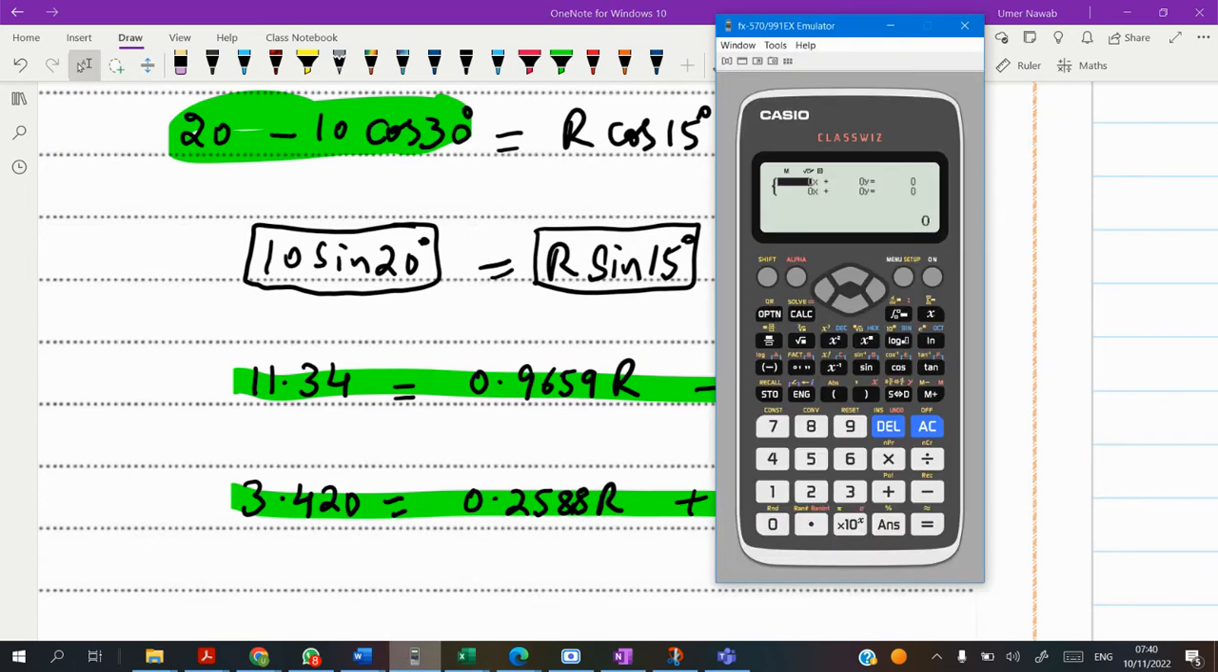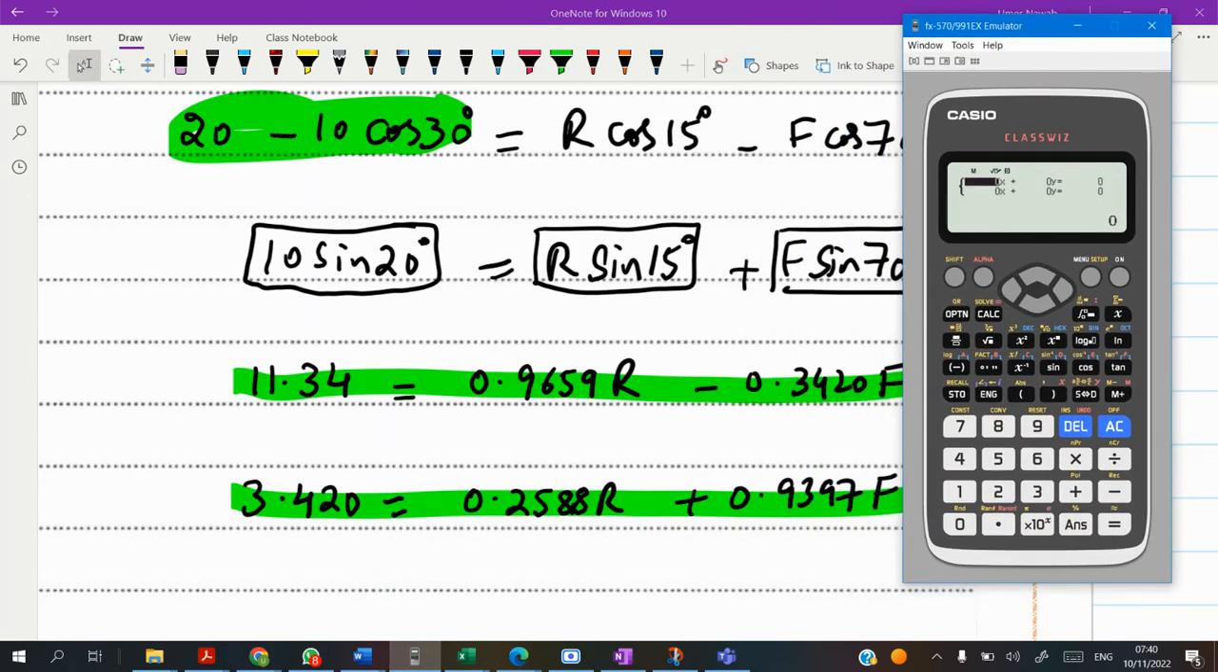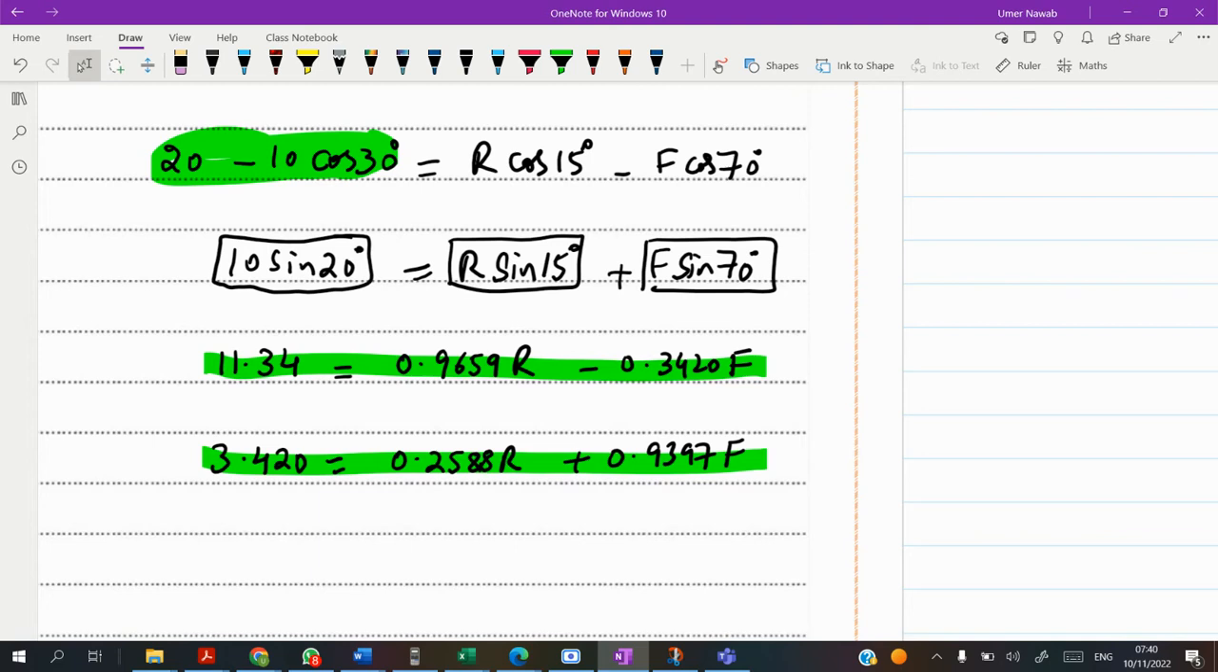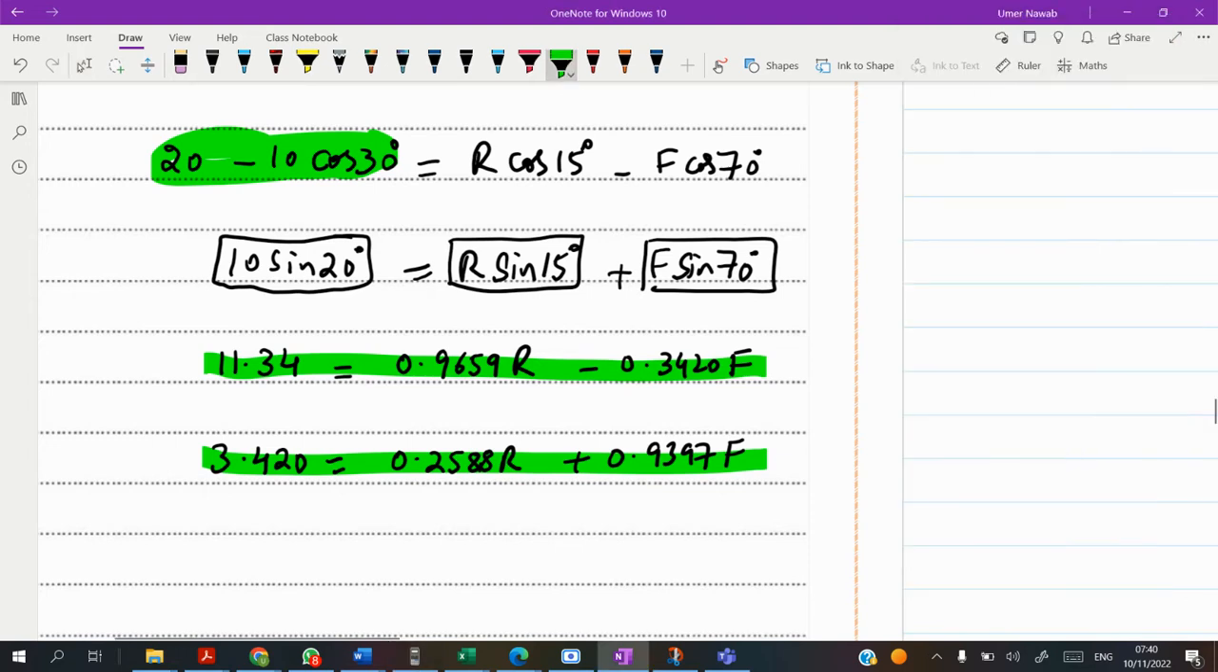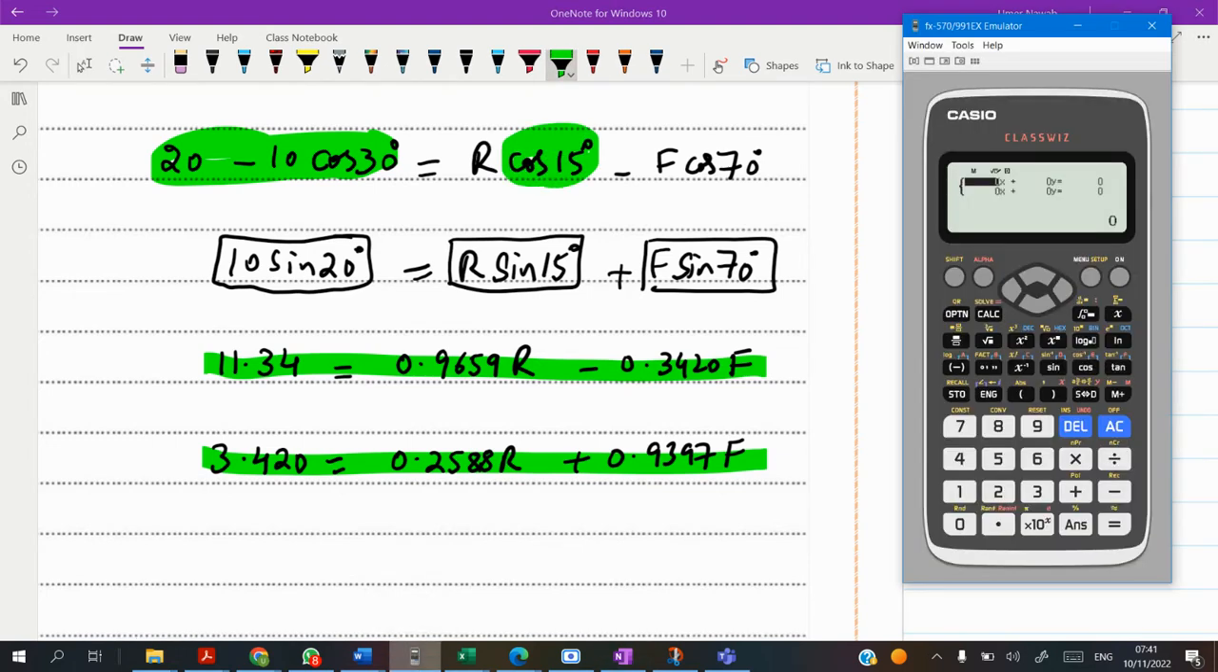Now, to be more accurate in the final exam, guys, I need to use the exact answers. So what is the coefficient of r I have? Cosine of 15. I'm going to write cosine of 15, close the bracket, enter. Now this was the coefficient of r. Can you confirm I wrote it 0.9659? Then negative cosine of 70, close the bracket and get your answer.